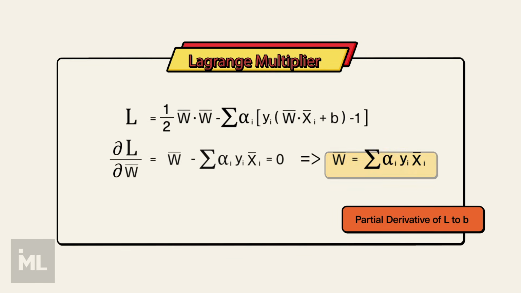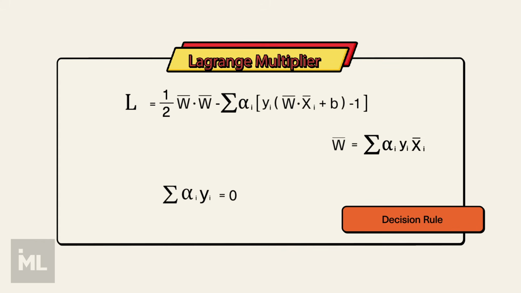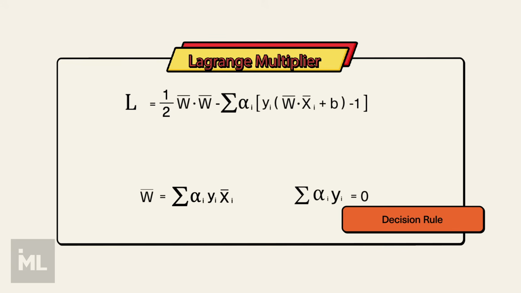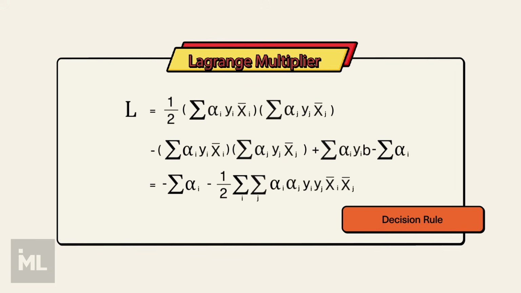Now we should differentiate the Lagrangian with respect to b as well, which is going to be equal to the sum of alpha sub i times y sub i. Also at the extremum condition, it should be equal to 0. Now we are going to plug the derived expression for w back into the Lagrangian equation, and the magic happens here. We can merge the first term and the second term and rewrite the equation as the following one. What we've discovered is that the optimization depends only on the dot product of pairs of samples.